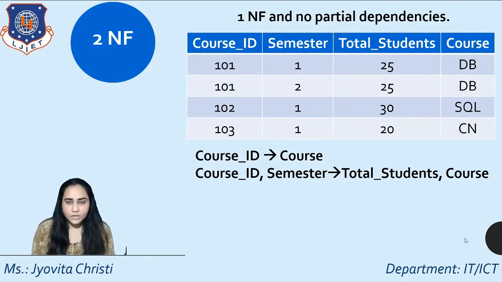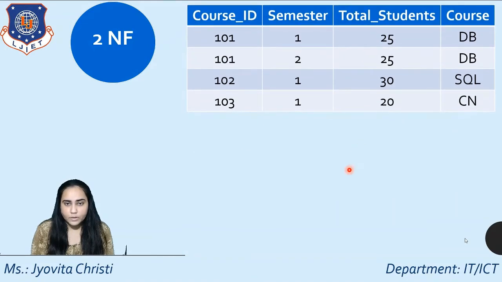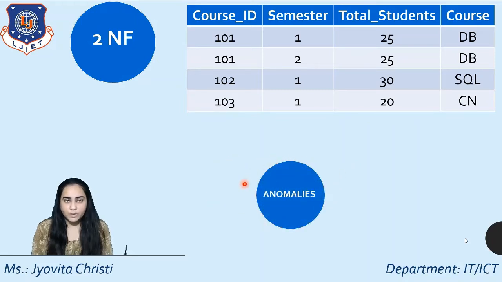So let's see what types of problems are created because of a partial dependency. This is our table, and the problems created because of the relation not being in a particular normal form are known as anomalies. And anomalies are created because of redundancy. Redundancy is duplication of data, and you can see in this table that the name of a course is duplicated.